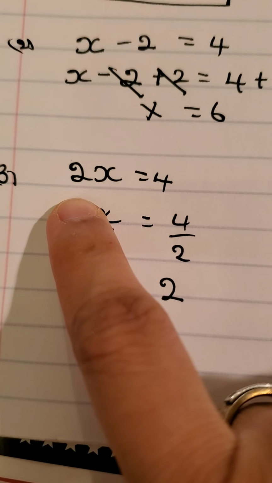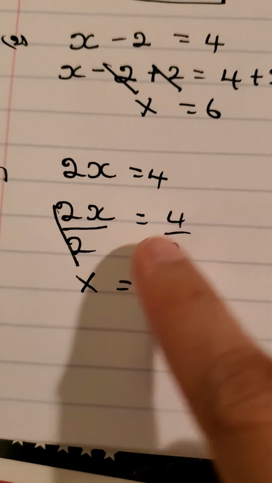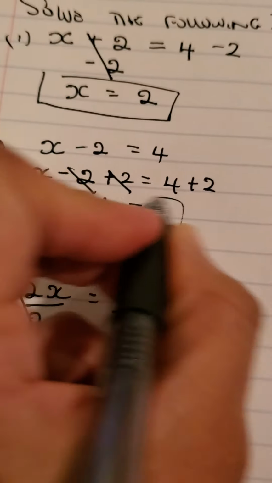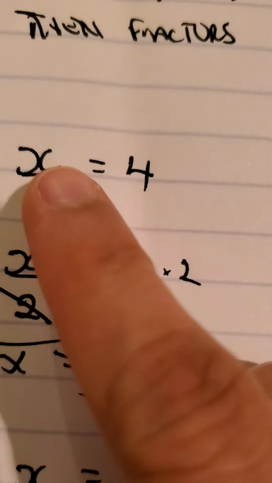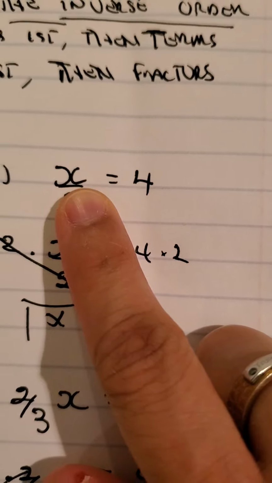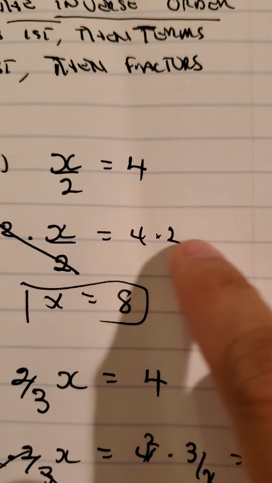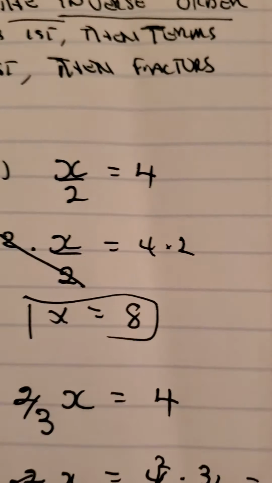So the opposite of multiplication is division, and I did it to both sides. So x is 2. Here we have the factor 2 dividing x. So I did the opposite operation to both sides, and my value for x is 8. Now, here's a little caveat.